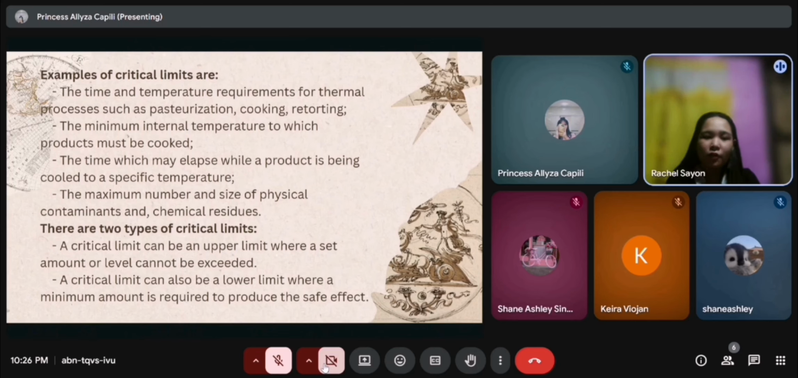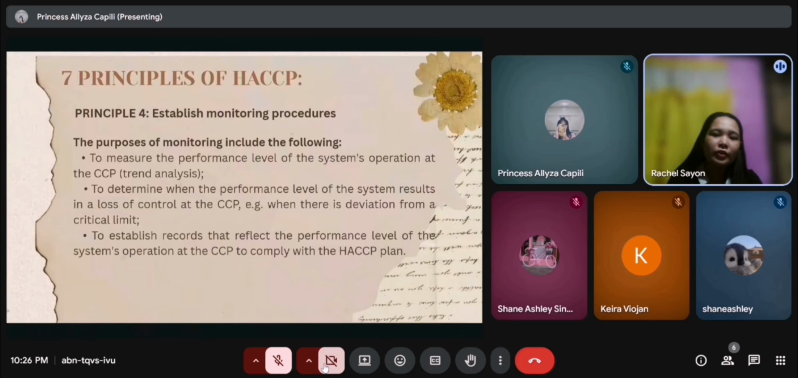Now for Principle 4, establish monitoring procedures. Monitoring means regularly checking and measuring what is happening at a critical control point, or CCP, to make sure the process is under control and within critical limits. The purposes of monitoring are to check if the system is working properly, detect problems early before food becomes unsafe, and provide written records as proof that food safety is controlled.